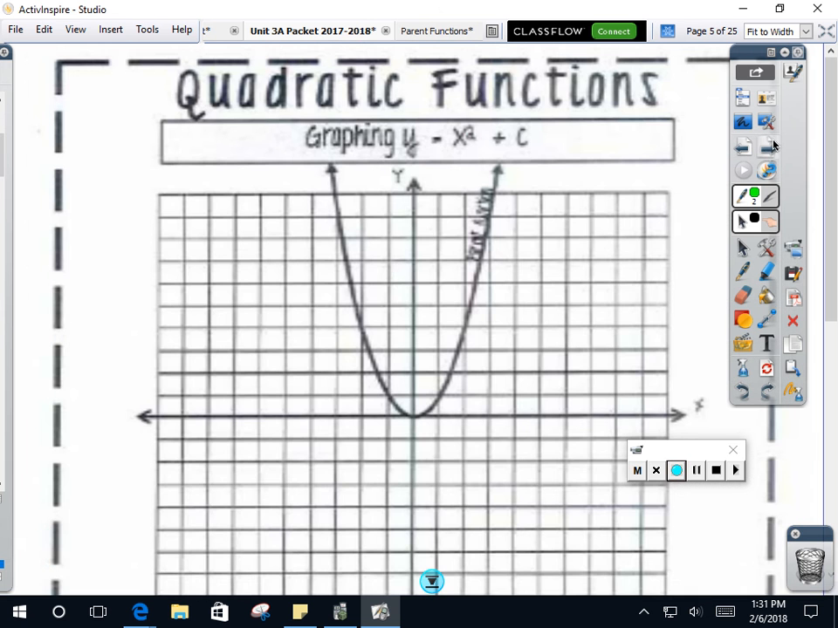Okay, so now look, we're going to talk about if you take the parent function, y equals x squared, and you add a number to it. The parent function's already been graphed, and the reason it starts at 0, 0 is because with the parent function, it's just y equals x squared. Nothing has been added to it. Now we're going to figure out what happens to it if something is added to it.